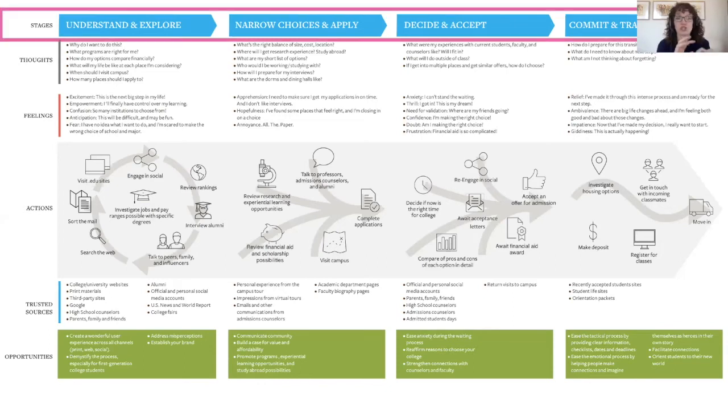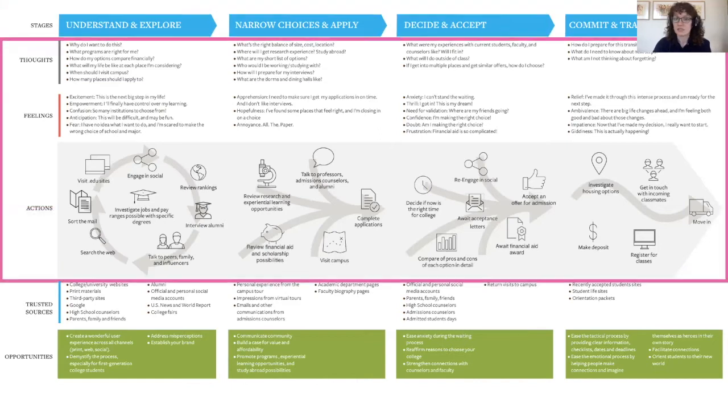So I want to just show you a little bit about how this map is put together. Up here you have the 4 stages. This represents the 4 phases of the prospective student journey that we talked about: understand and explore, narrow choices and apply, decide and accept, and commit and transition. And then down here, you'll see that we've captured thoughts, feelings, and actions that are specific to each phase. What's great about this map is it puts all that side by side, so you can see how thoughts change over time, how feelings change over time, and what the different actions are that take place in each phase through the journey, and you can see how students move through that journey.